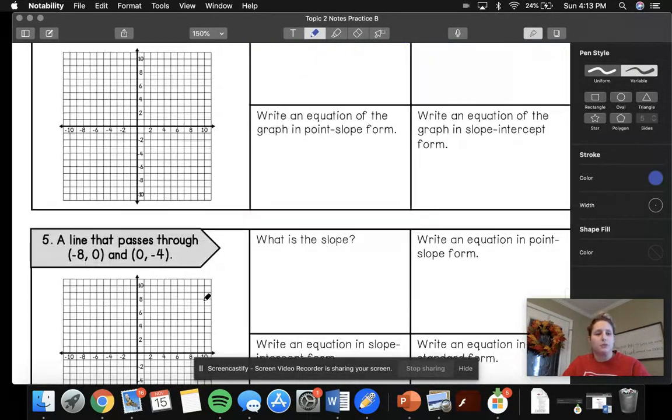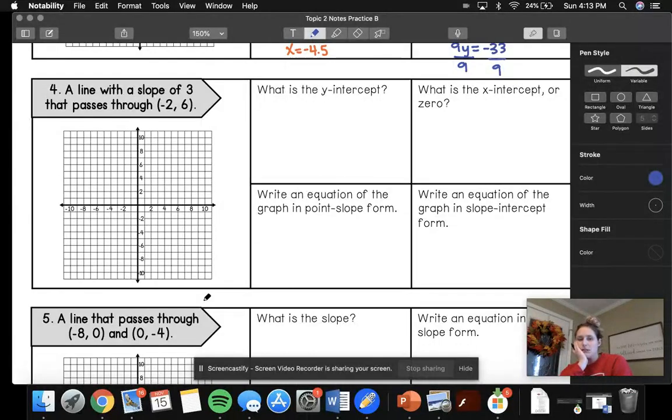Okay, last one. Oh, there's 2 more, sorry. Next one, go ahead and try it out, and then whenever you are done, hit unpause.